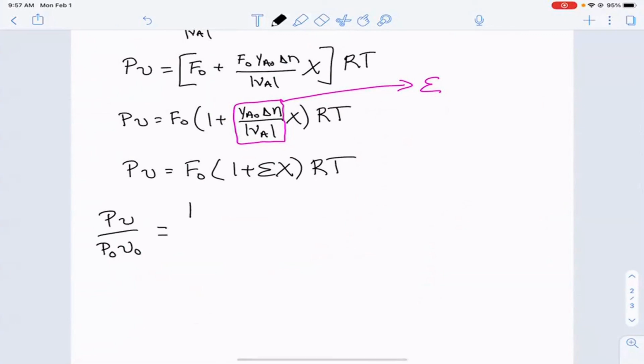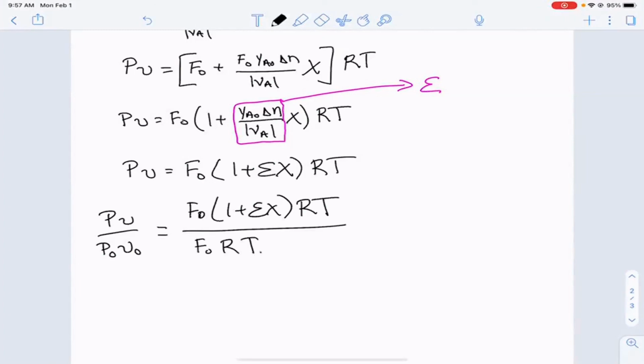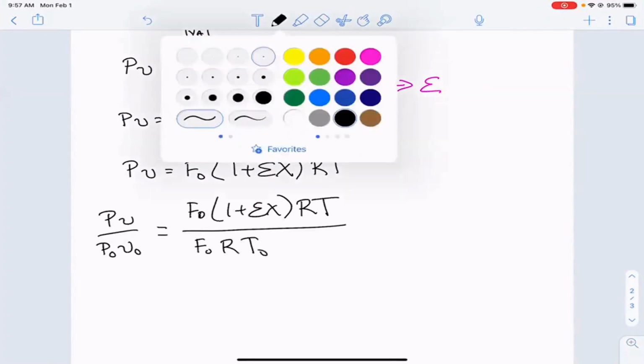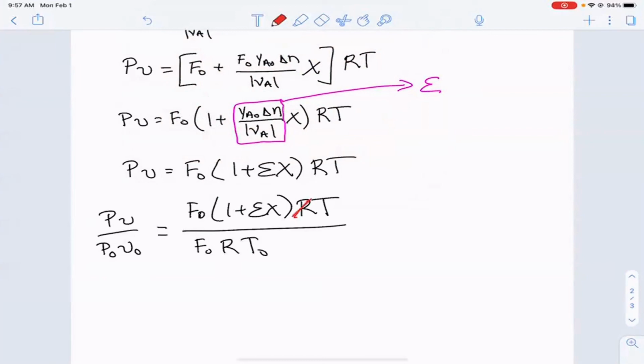And so then that equals F0 times 1 plus epsilon x times RT. And for the initial condition, that was just F0 times R times T0. So let's cross a couple of things out that are going to cancel, right? Of course the R's are going to go away and these F naughts are going to cancel. And what we're left with then is 1 plus epsilon x times T over T0. So that means that PV over P0 V0 equals 1 plus epsilon x times T over T0.